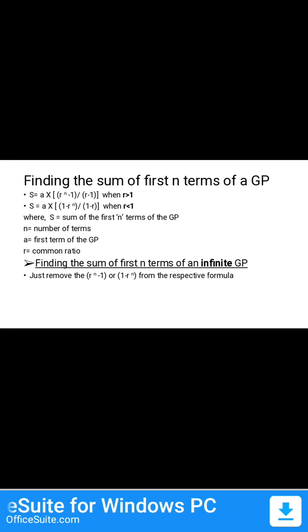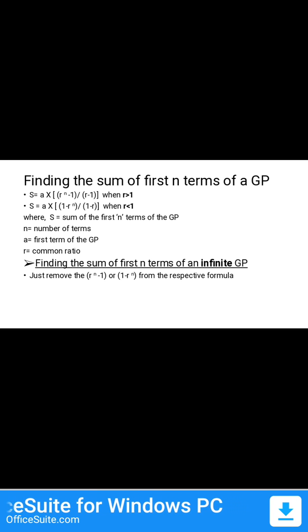If you recall, and you can also have a look at this very slide, the first formula for r greater than 1 was s is equal to a into r raised to the power n minus 1 divided by r minus 1. This is the first line on this slide, the formula when r is greater than 1. But this was the formula for a finite GP. If the GP is infinite, what are you going to do? You only have to remove the r raised to the power n minus 1 portion.